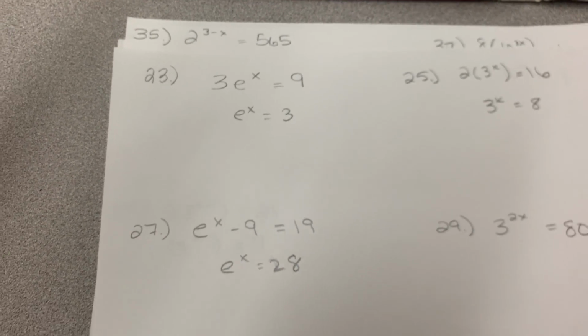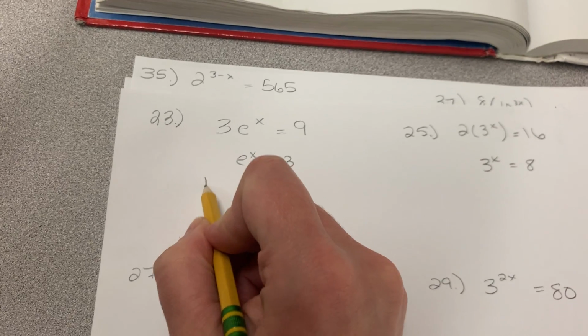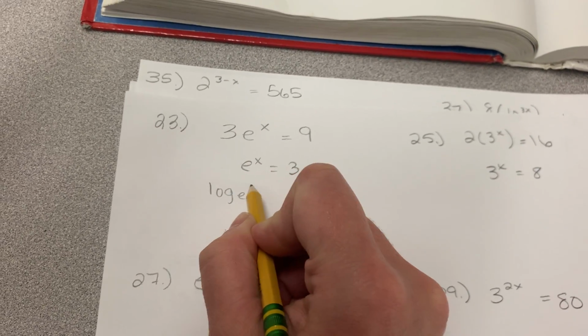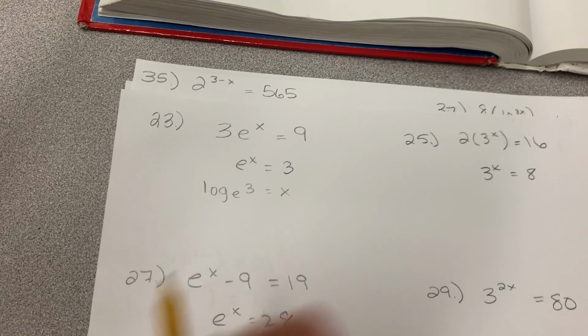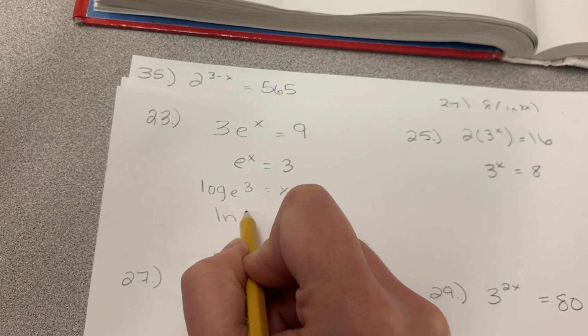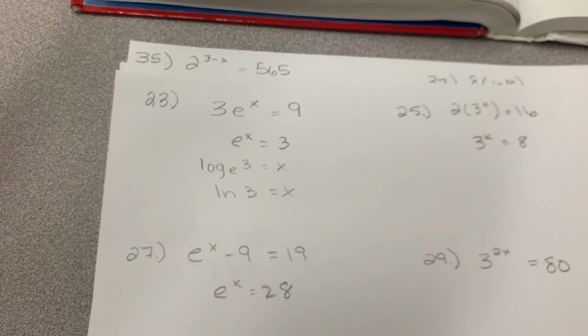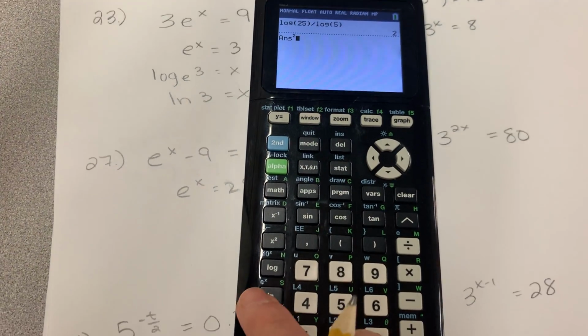Like I said, if exponent form doesn't help you, put it in log form. Log base e of 3 equals x. Well, I know what log base e is. Shorthand version is ln. So what's ln 3? So then you're going to go ahead and use your calculator.